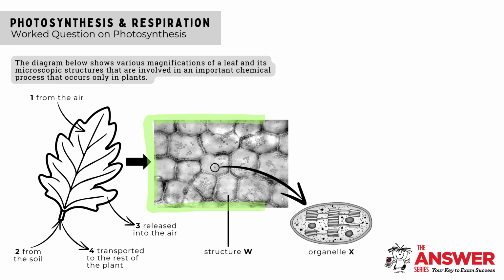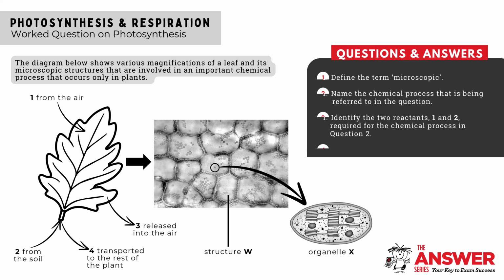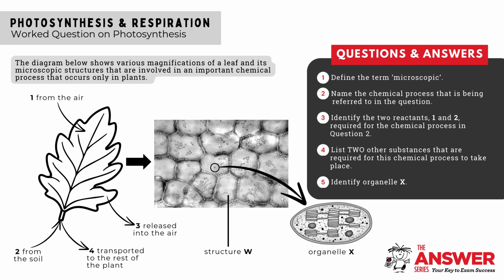Then in the first microscopic magnification, we can see a number of plant cells, and it's indicating a structure W. Zooming in on one of the little dots inside the plant cells, it shows us an organelle number X. Pause the video here and look at the questions 1 to 5, trying to answer them yourself before we work through them. Right, now we're going to move into the questions and answers.